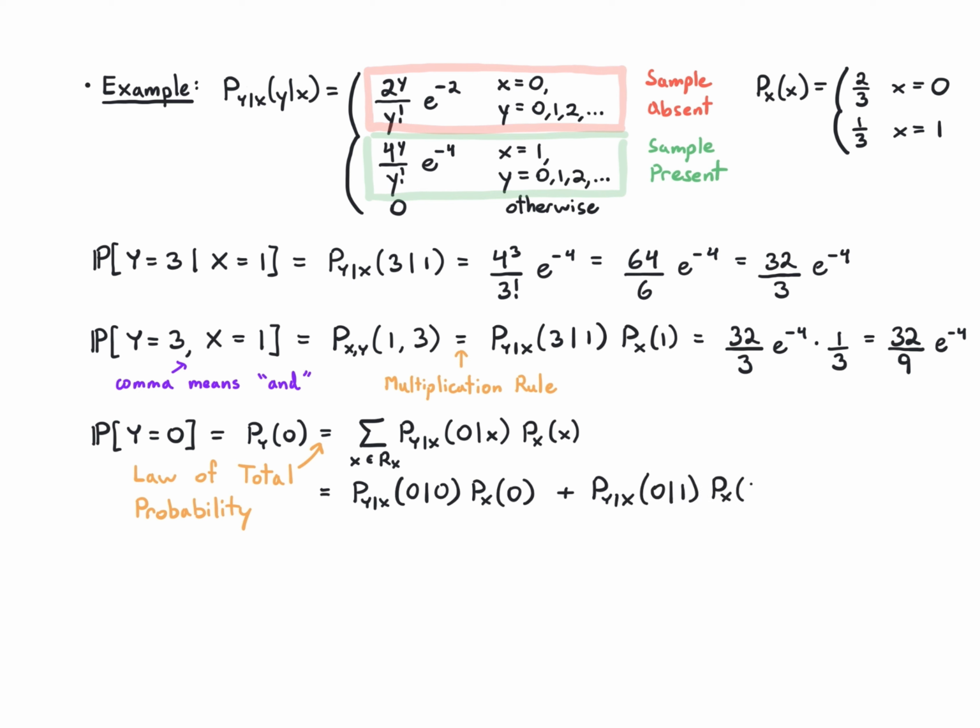Okay, and now I'm just going to look up values. For the case where x is equal to 0, I'm using the conditional PMF when the sample is absent. So I have 2 to the 0 over 0 factorial. And then for x equal to 1, I'm using a different value there. So I'm using 4, and so I get this. And then putting everything together, I get 2 e to the minus 2 plus e to the minus 4 over 3. That's something we're going to be seeing more of as we go along. We'll definitely be expressing our observation models using conditional PMFs where the parameters are themselves random.